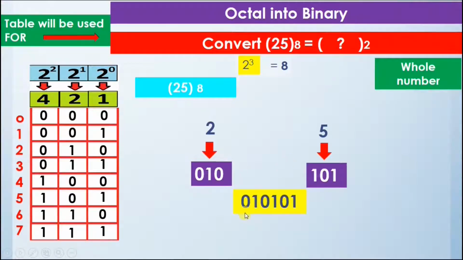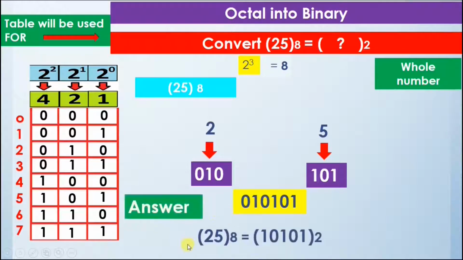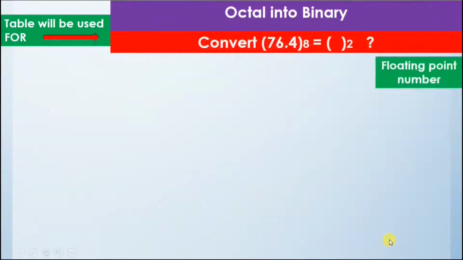So this is the final answer: 0, 1, 0, 1, 0, 1. As we know, the 0 towards the left side of the number is always optional, so we will omit it in writing the final answer. We can say that the number 25 in octal is equal to 10101 in binary. Now we are done with octal into binary conversion for whole numbers. In the next example, we will look at the floating point number.